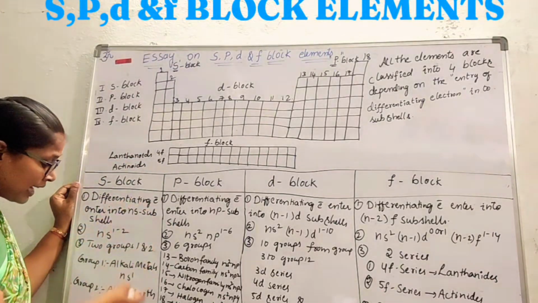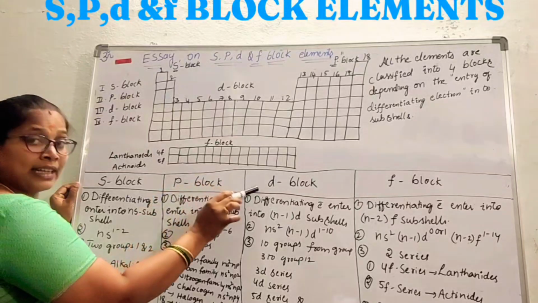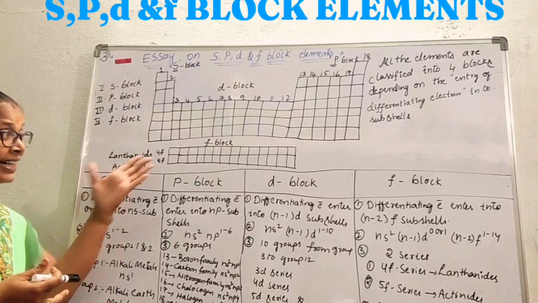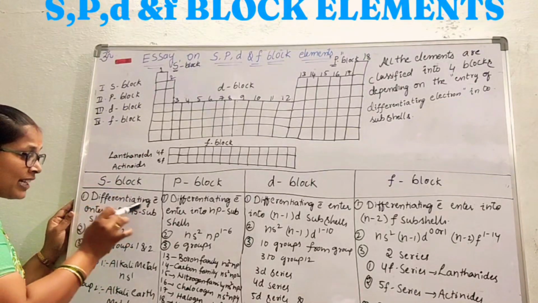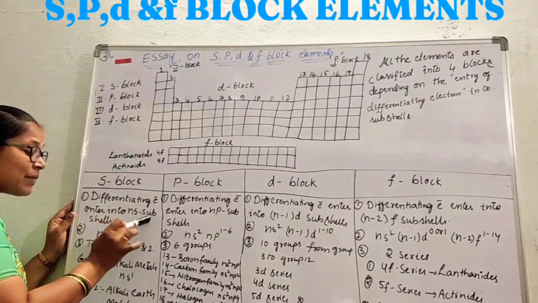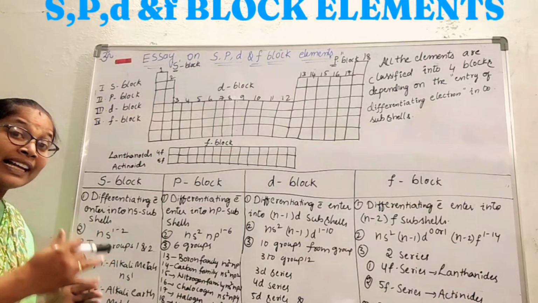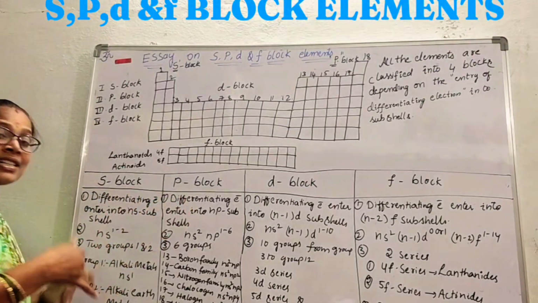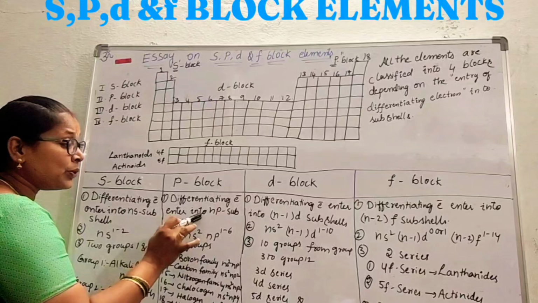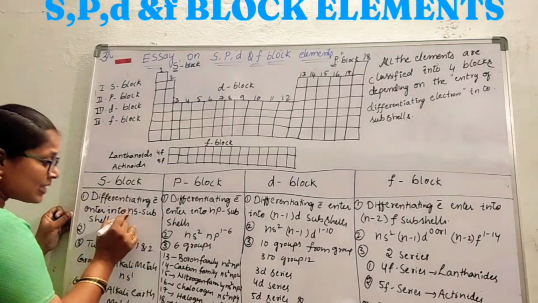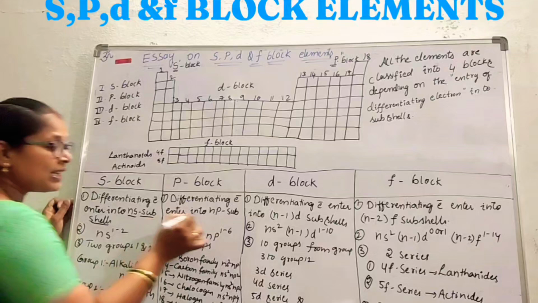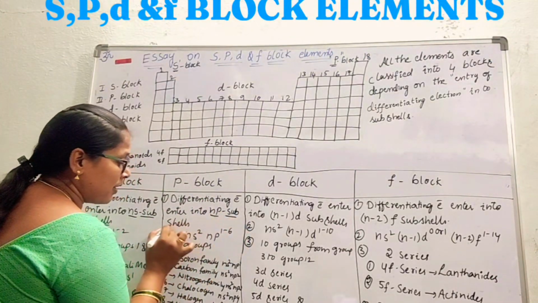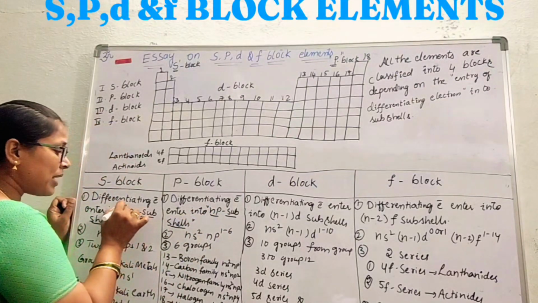Let us see the characteristics of these S block, P block, D block and F block elements. First, S block elements: the differentiating electron enters into the ns subshell, so those elements are called S block elements. Coming to P block elements, the differentiating electron enters into the np subshell. So in P block, np subshell; in S block, ns subshell.